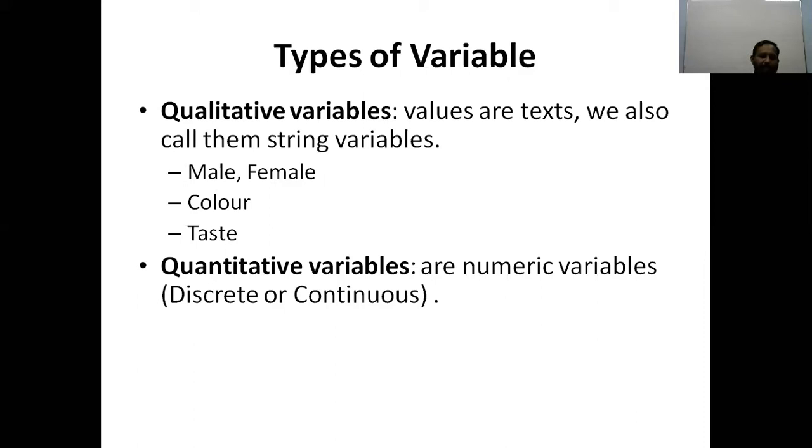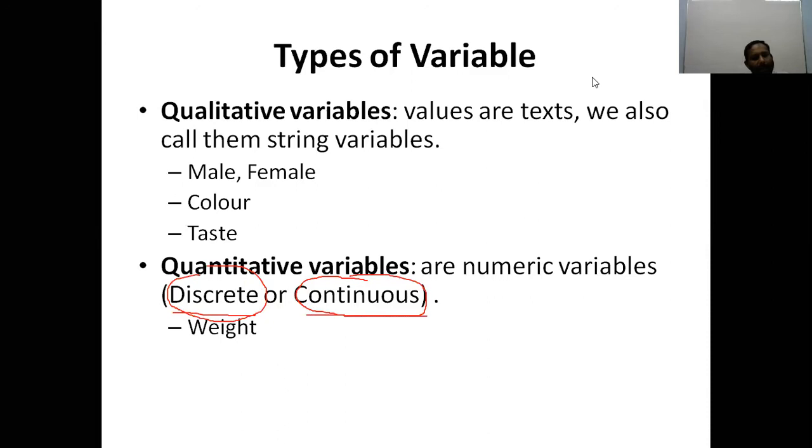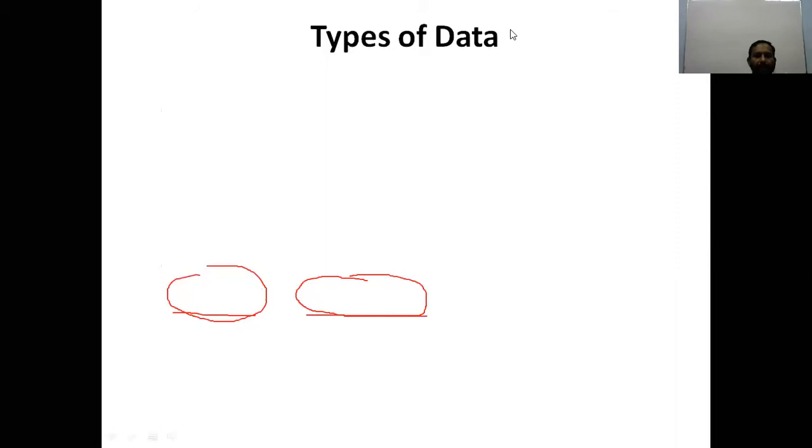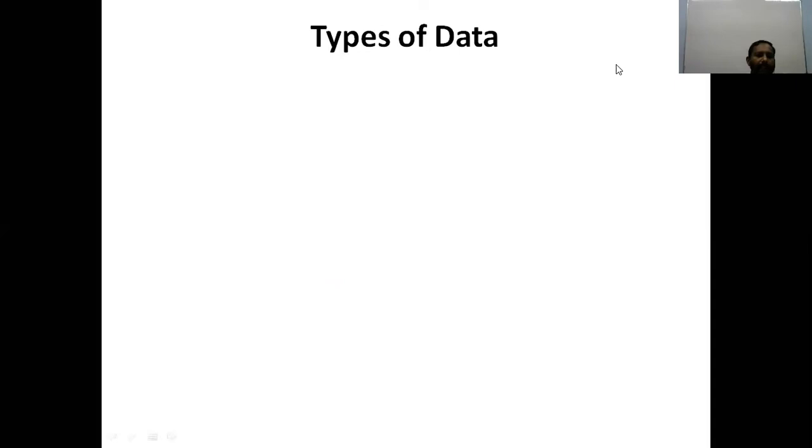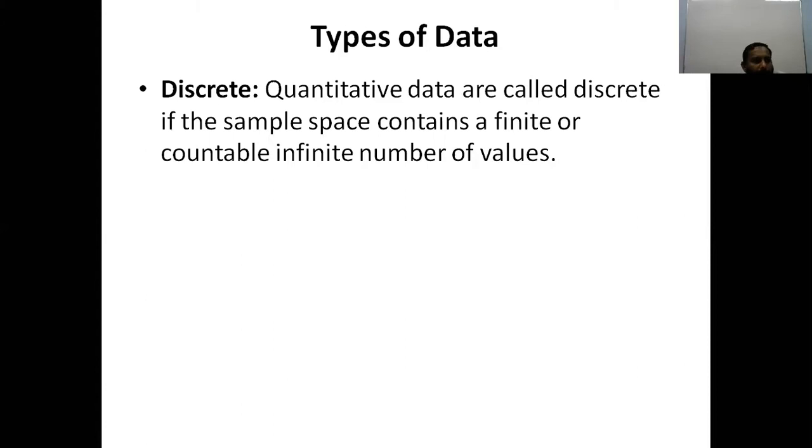This numeric variable can further be divided into two groups: discrete variable and continuous variable. When I define these two terms, I will define what a discrete variable is and what a continuous variable is. Examples: weight, height, yield, all these are quantitative variables. Under the quantitative variable, if you further look at the different types of data, we can say discrete variable. I have already spoken about that.